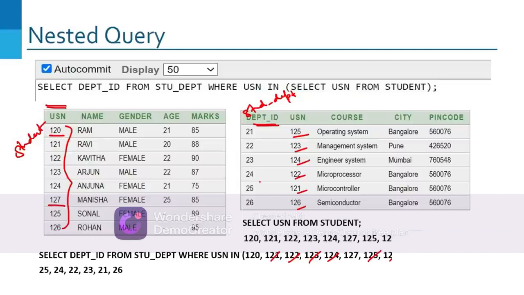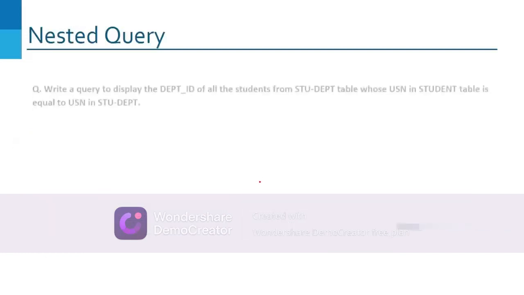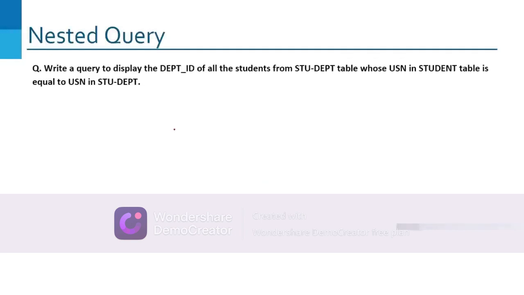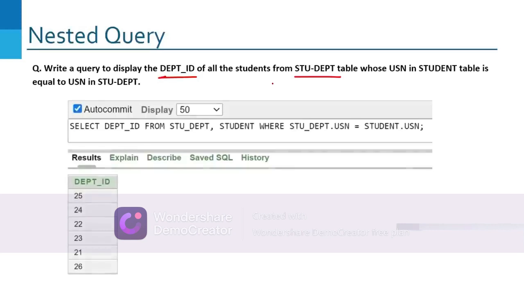So this is the theoretical and practical knowledge on nested query, also known as subquery. So the question is, write a query to display the department ID of all the students from the student department table whose USN in the student table is equal to the USN in student department, right? So let's say: select department ID from student department, student, where student department USN is equal to student USN.